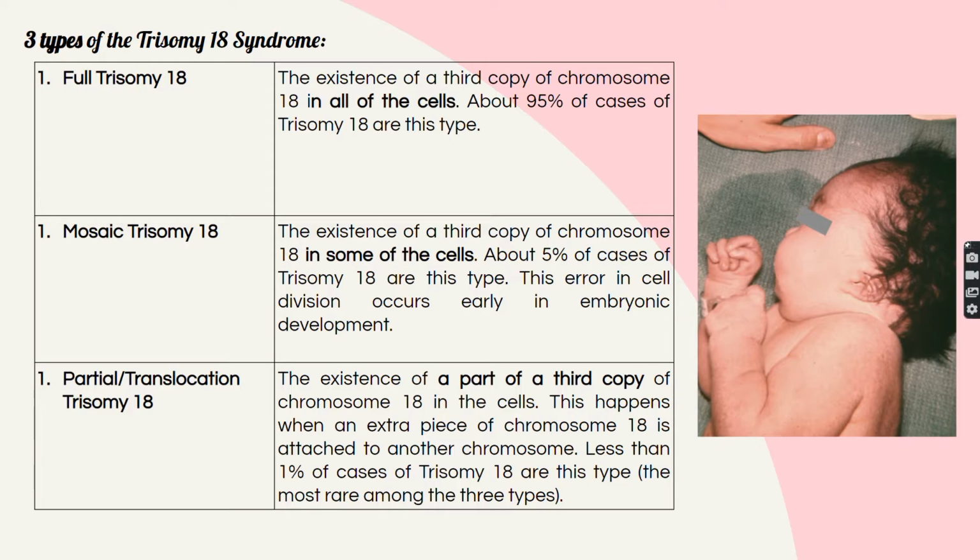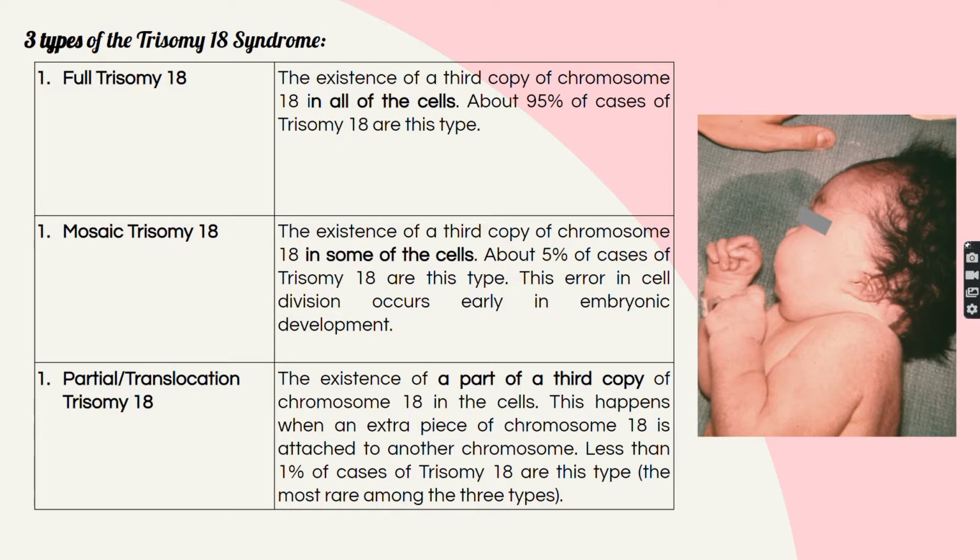In mosaic trisomy 18, there is a third copy of chromosome 18 in some of the cells. About 5% of cases of trisomy 18 are this type. This error in cell division usually occurs early in embryonic development. For partial or translocation trisomy 18, there is a part of a third copy of chromosome 18 in the cells.